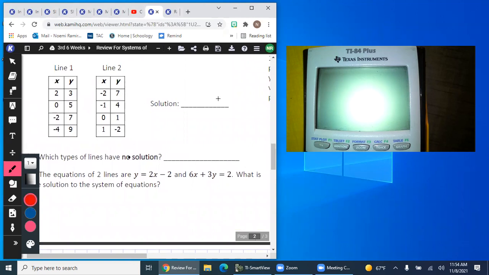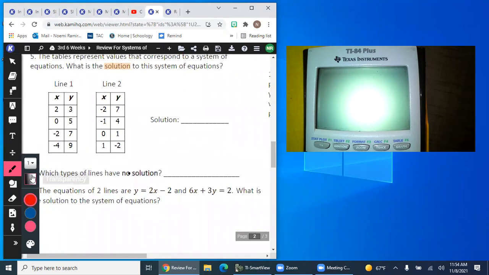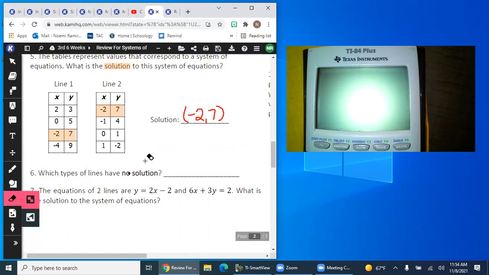So if you look at these two tables and compare them, which two points are exactly the same for both lines? -2, 7, -2, 7. So that is my solution. My solution is -2, 7. Now, once again, remember, they could specifically ask you for the X or the Y value, so make sure you're reading correctly. Number 6, which types of lines have no solution?